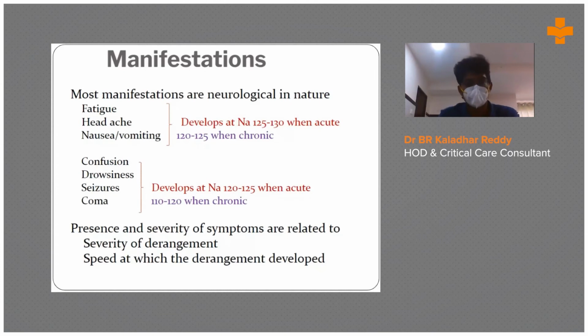Next, manifestations always develop at sodium 125 to 130 when acute and 120 to 125 when chronic. Usually at 125 to 130 it will be fatigue, headache, nausea and vomiting. When it is less than 120, most of the time it will be confusion, drowsiness, seizures and coma. You can remember it with the mnemonic FRIED SALT: fatigue, restlessness, insomnia, and excessive irritability, drowsiness, confusion, seizures, lethargy or tremors. The presence and severity of symptoms are related to the severity of the derangement and the speed at which the derangement developed.